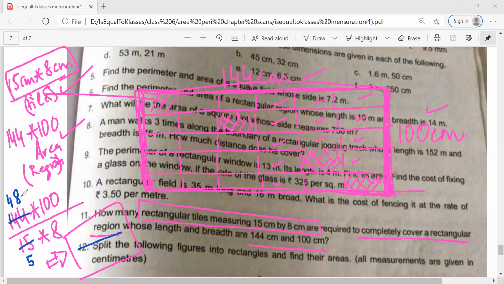Mr. Sarthak, is it okay? Yes, sir. 8 6s are 48. 5 2s are 10. So the answer would be. Mr. Satya, any doubt? No, sir. So please do not try to do like this: 14400 divided by 8 by the 40. Do not try to do like this.